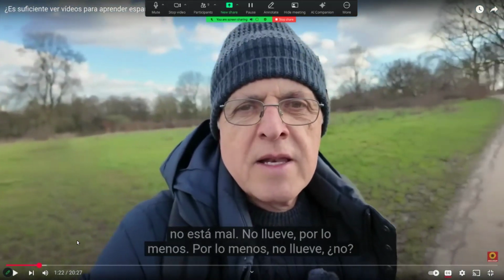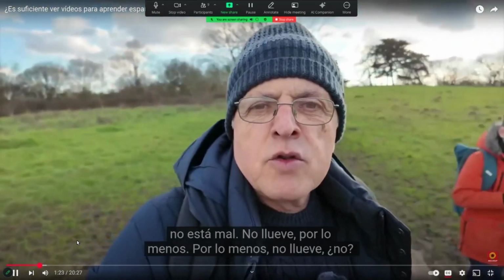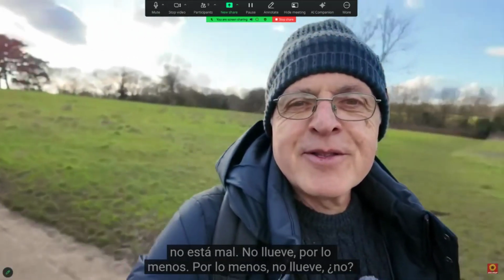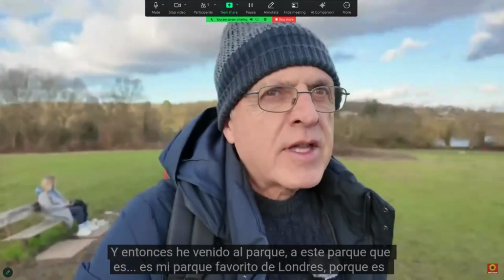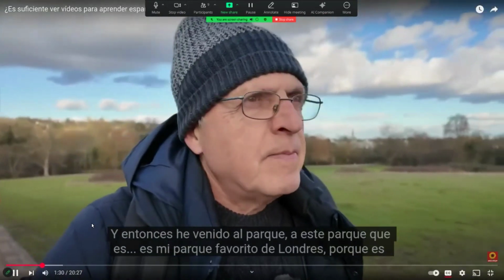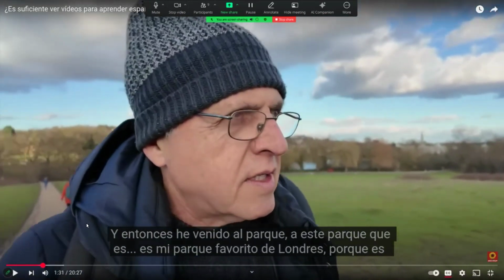It's a little cold, but not bad. No llueve, not raining. Por lo menos no llueve, ¿no? At least it's not raining. Y entonces he venido al parque, a este parque que es mi parque favorito de Londres. I have come to this park, which is my favorite park in London.